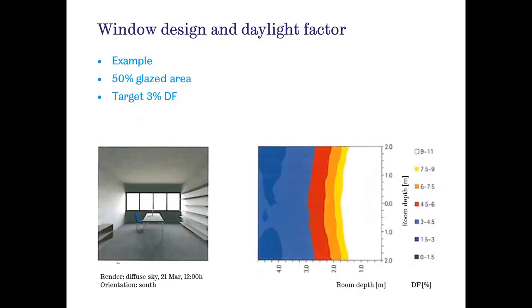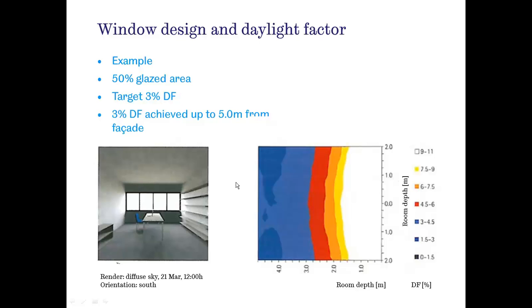Okay, if we now look at a different example, now we're going to move to a 50% glazed area, but we're still aiming for 3% daylight factor. So now we've got 50% of our wall is glazed. And if we look at the simulation now, those sort of darker areas dropping below the 3% are only these few areas at the back. So we're achieving our 3% all the way up to 5 meters from the facade.